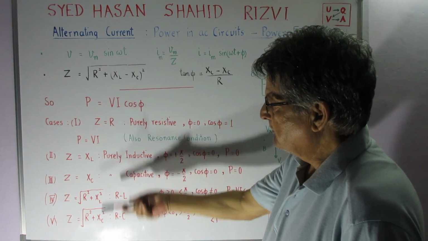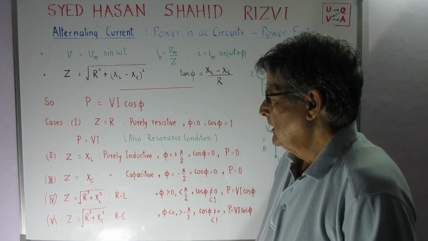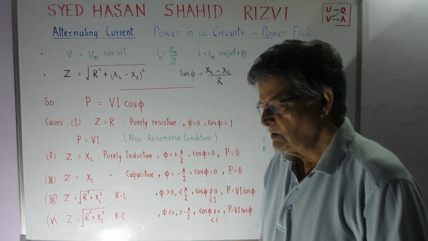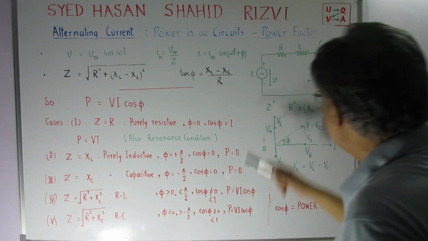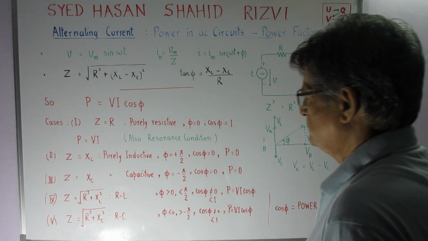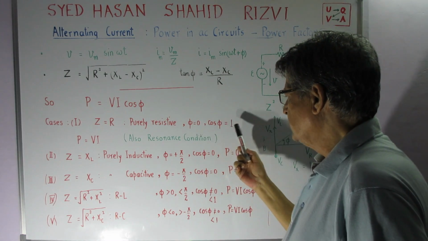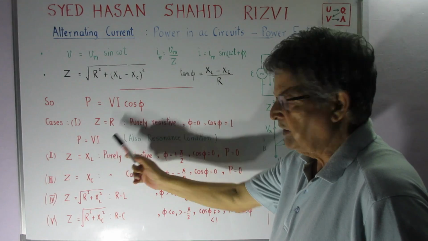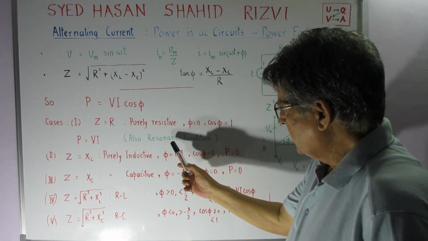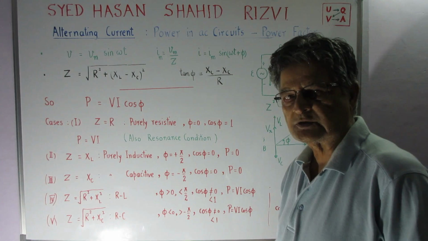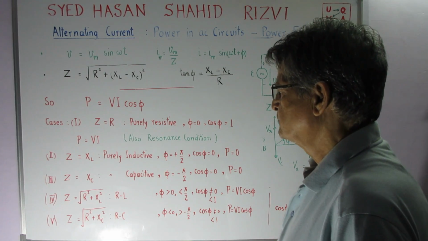Now let us apply to various cases. In case 1, Z is equal to R. That means it is purely resistive. Then phi is equal to 0 or cos phi is equal to 1, and therefore P is equal to Vi. This is the maximum value that we can obtain. This is also what we obtain in the case of resonance condition of an RLC circuit.